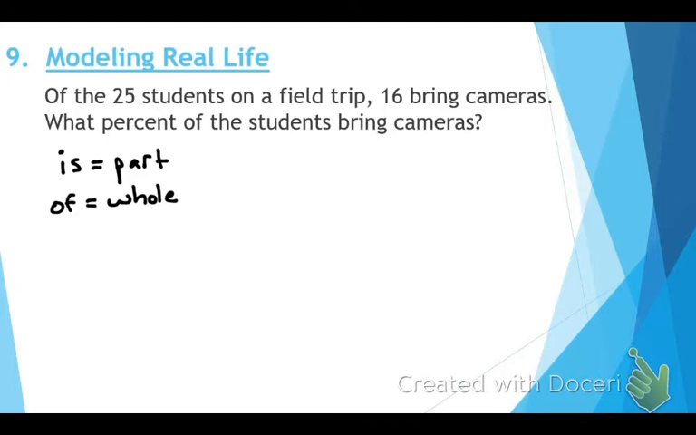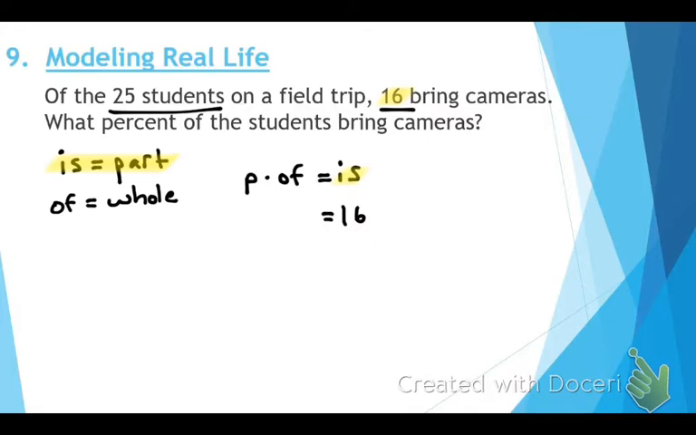For a problem like this, you can use percent equation or percent proportion. I'm going to go ahead and just use the equation. This is 25 students and 16 students. Which one is the part that bring the cameras? 16. So since is my part, then 16 is my is. Okay, so that's going to get plugged in there.